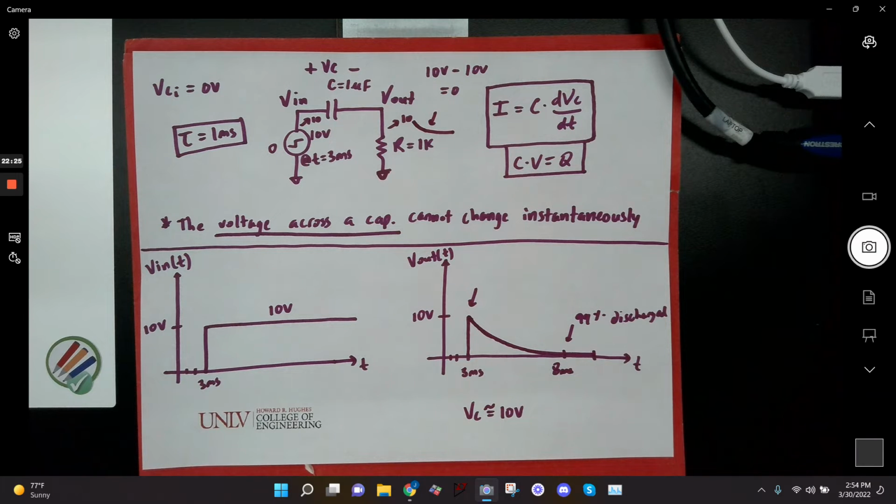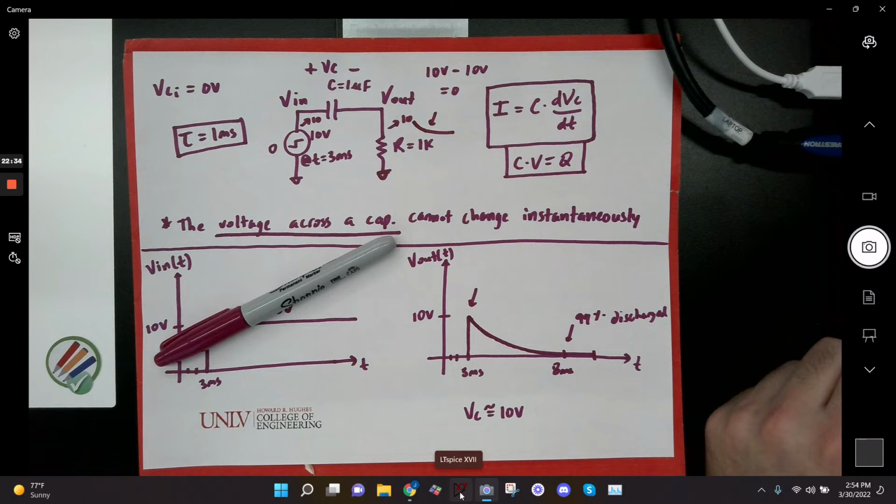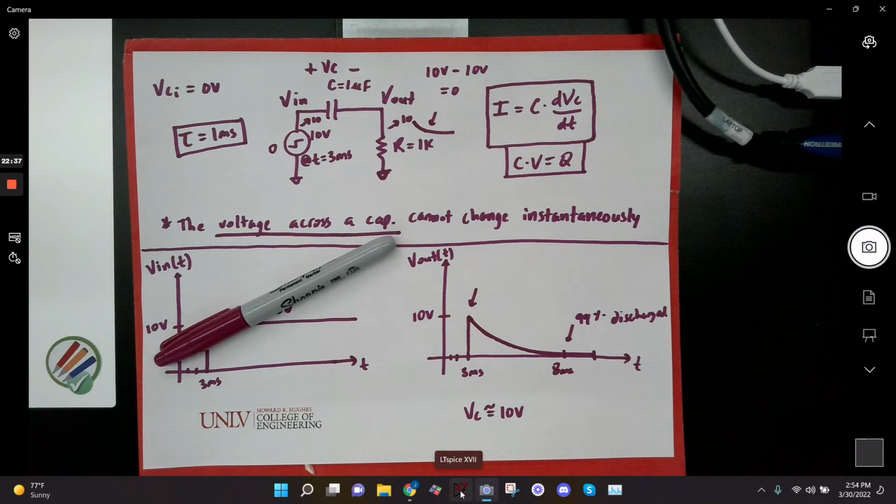So I want to run this in SPICE just so you can see. So what is causing V out to jump up to 10 volts? Am I just saying that's what's happening? No, that's literally what is happening. Is that what would happen in a physical circuit? That's what would happen in a physical circuit.